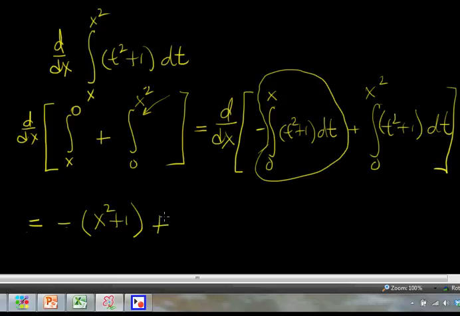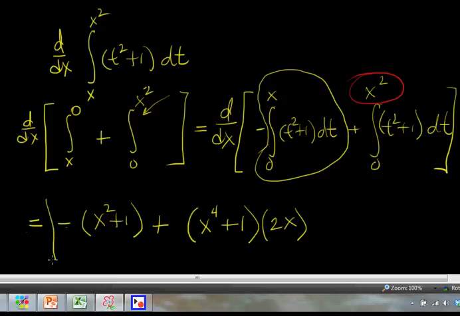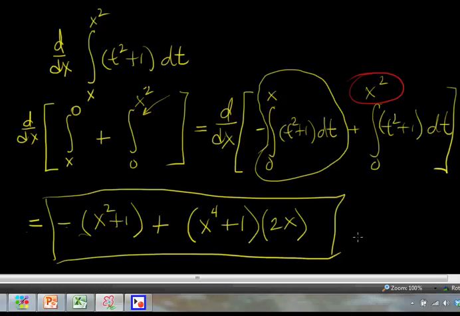Now the next one, I'll use the fundamental theorem, but I see here that the upper limit of integration is a function of x, not just x, so I have to use the chain rule. So I will have x squared squared, x to the 4th plus 1, plugging in x squared instead of just x, and then I have to multiply by the derivative 2x. We might be able to simplify that, but that is the derivative of that function. So you have to use properties of integrals, you have to use the chain rule, the fundamental theorem of calculus.